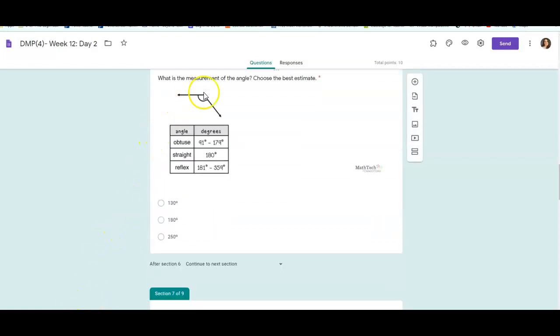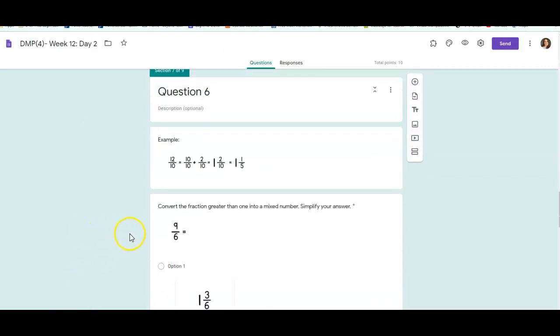Question number 5, what is the measurement of the angle? Choose the best estimate. So remember, obtuse is greater than 90 degrees. Remember, 90-degree angles look like this. So that would be 90 degrees. Is this going to be an obtuse, a straight, or reflex? What was the best estimate there?